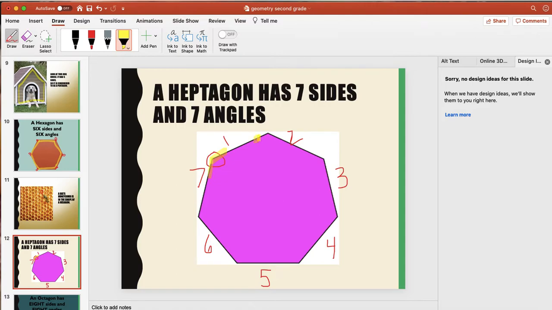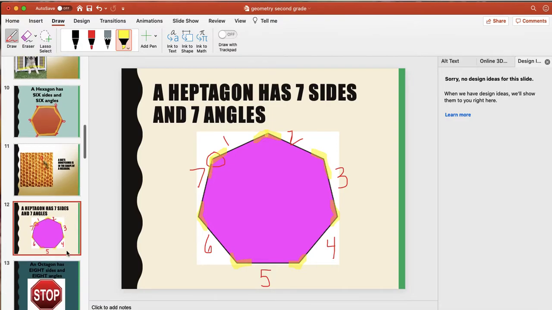So as you can see, this angle looks different from how an angle would look in a triangle. So just being mindful of what our vocabulary is. Just going to highlight all of our angles in our heptagon. Okay, so heptagon, 7 sides, 7 angles.